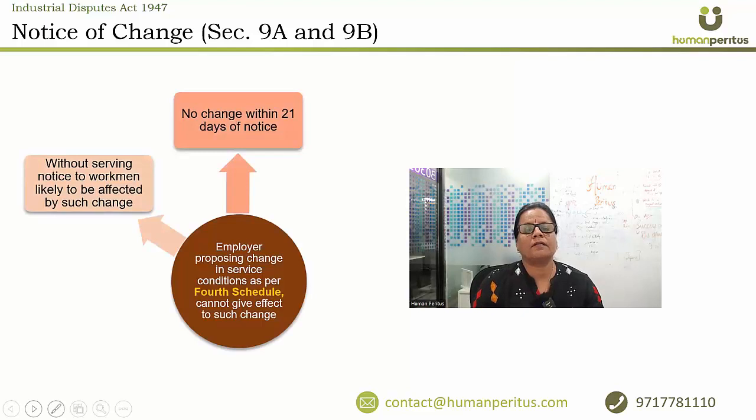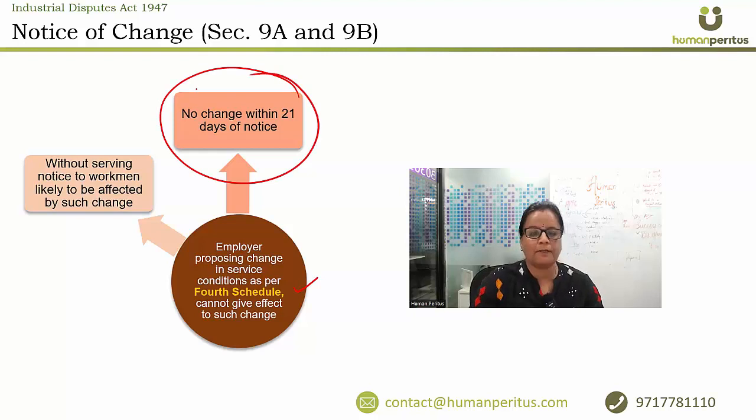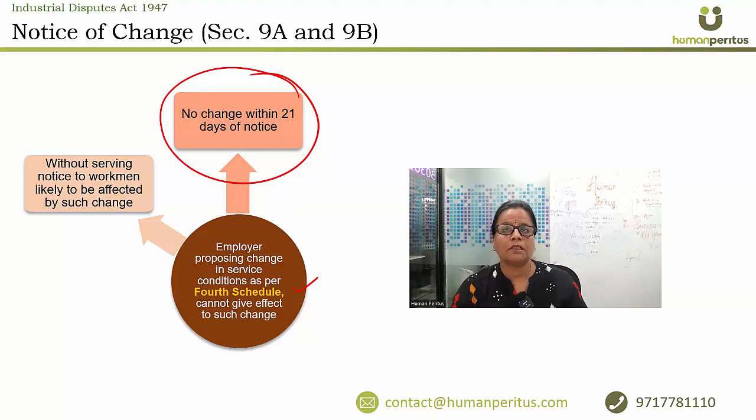That is 21 days of notice. So 21 days of notice needs to be served by the employer before bringing any change in the conditions of service, as I have shown you in the fourth schedule of the Industrial Disputes Act. These changes are mentioned in the fourth schedule, and the basic requirement to be satisfied by the employer is that there should be a time gap of at least 21 days between the date of the notice and the date of the effective change in the conditions of service. So no employer can bring out any proposed change without serving this notice of 21 days to the workmen, right?